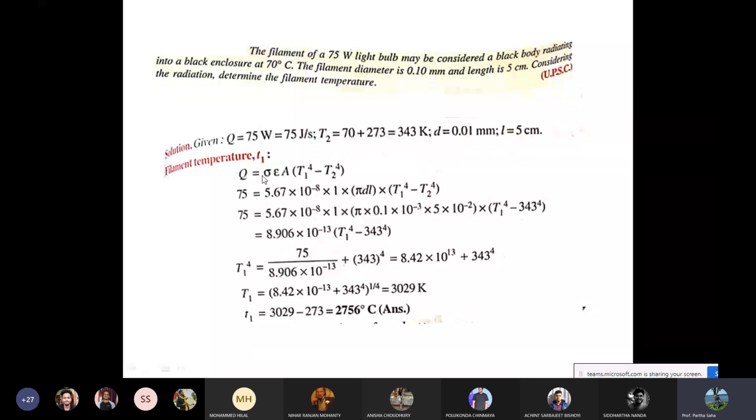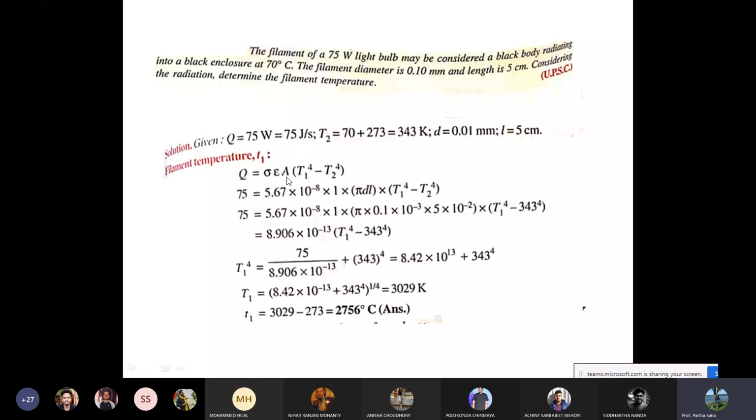This is the formula, that is the Stefan-Boltzmann law: Q equal to sigma epsilon A (T1 to the power 4 minus T2 to the power 4). Epsilon comes in because it's not a completely black body, so emissivity is not one. But we are considering black body radiation, so emissivity should be one. You still write this expression, the standard expression for any real body. If it is a black body, emissivity becomes 1.